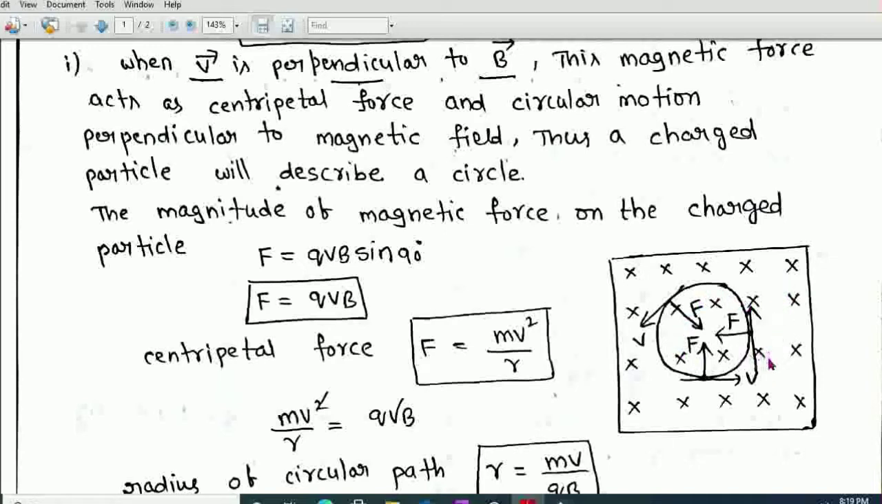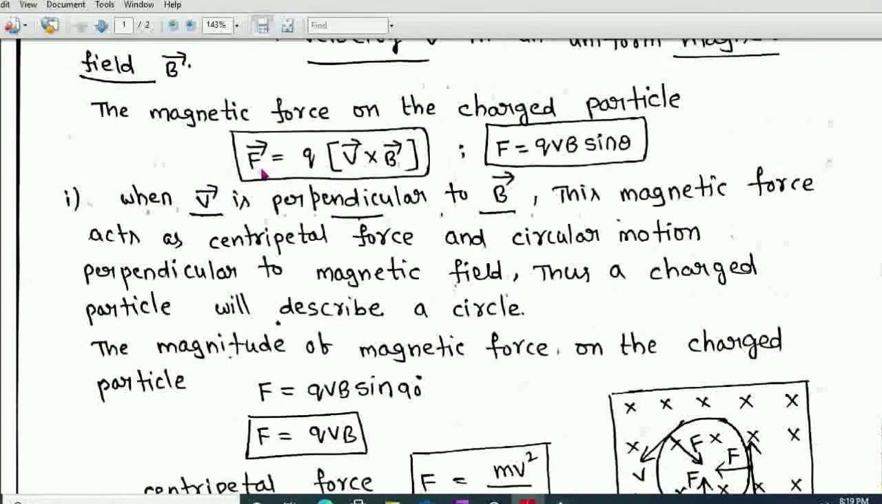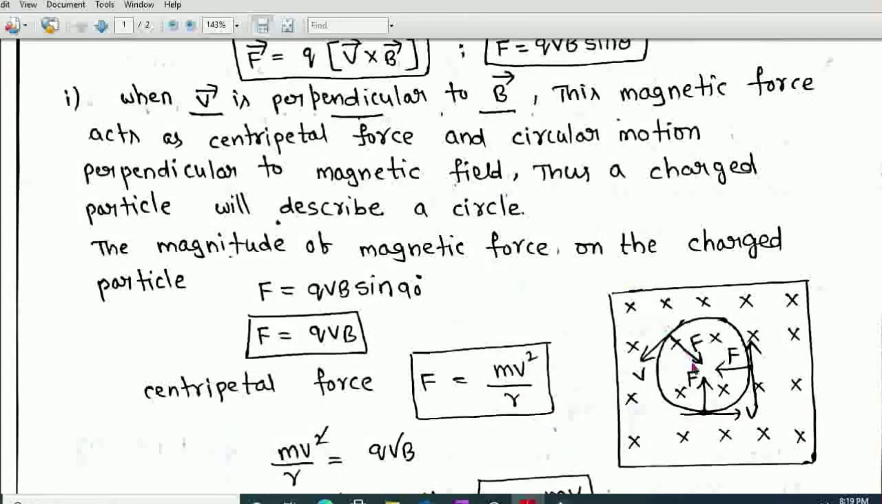Now if you observe this, this is the tangent. The tangent gives the direction of velocity at that particular point. Already we have seen from the formula that the force is perpendicular to V bar and perpendicular to B bar also. So at all points, the force should be perpendicular to V bar, and that force acts towards the center. That's why this force acts as centripetal force. Due to the centripetal force, it produces a circular motion and the charged particle describes a circle. So this is the case when V bar and B bar are perpendicular to each other.